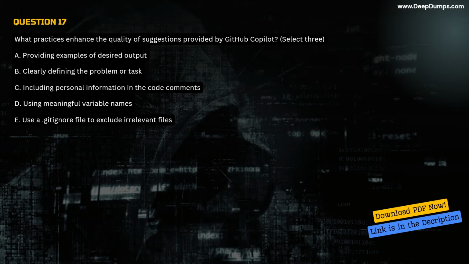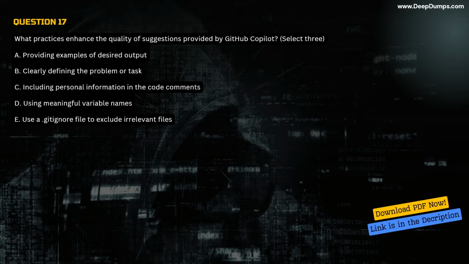Question 17. What practices enhance the quality of suggestions provided by GitHub Copilot? Select 3. A. Providing examples of desired output. B. Clearly defining the problem or task. C. Including personal information in the code comments. D. Using meaningful variable names. E. Use a .gitignore file to exclude irrelevant files.